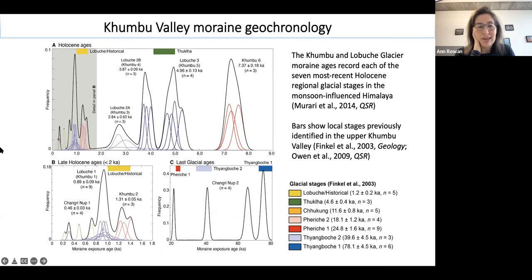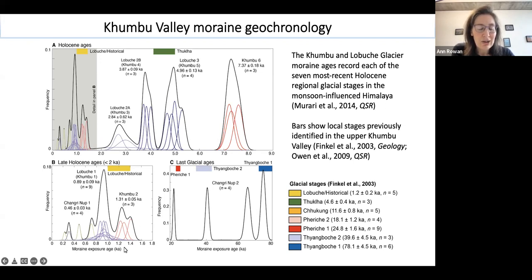This is the compiled chronology for both glaciers, showing the timing of moraine formation, indicated by the exposure ages. The bars show the local glacial stages identified by Finkel and Owen. If any of my co-authors are in the audience, they could take over presenting at this point, but I will keep going. What we see is we identified seven different moraine-building events from this sequence, summarized here, seven different Holocene events.